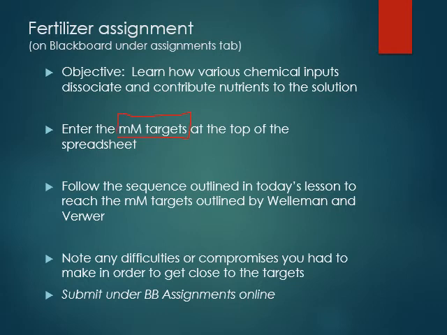They're the Wellerman-Verwer targets. And follow the sequence that I discussed today, right? So starting with calcium nitrate to hit your calcium targets and then so on. And build your fertilizer solution.